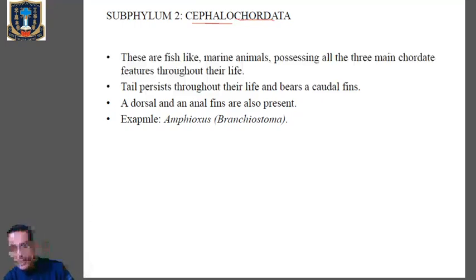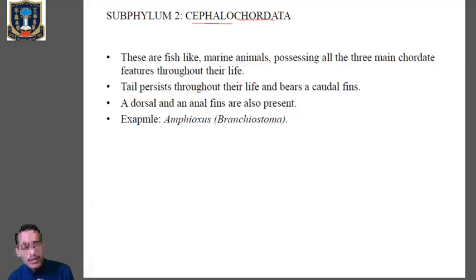Now, the first characteristics we can see over here. First one is that these are fish-like. They are marine animals. Marine means they live in the ocean water, in the salty water. Next thing, they possess all three chordate features throughout life.